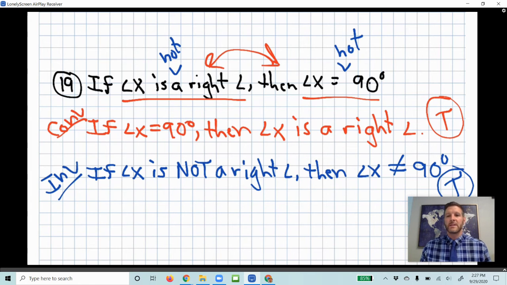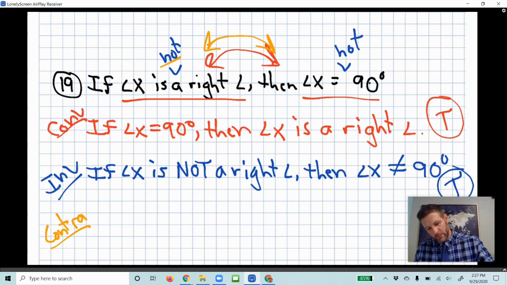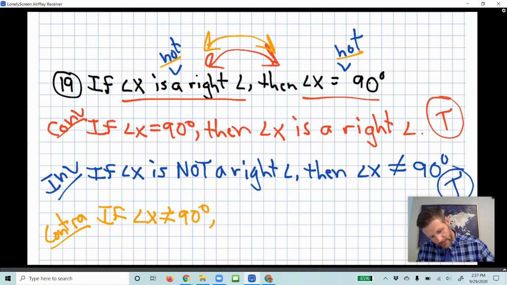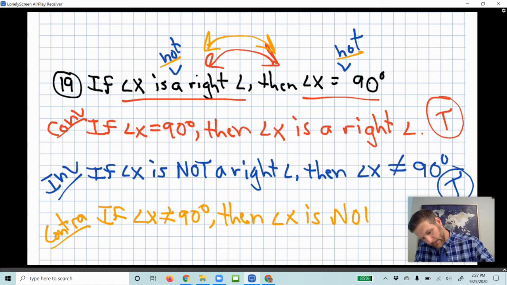Inverses and converses always have the same truth value, I think. Alrighty, and then finally we have our contrapositive. That is where we're going to do both. We're going to swap these and we're going to negate them. So here we go. If angle X doesn't equal 90 degrees, then angle X is not a right angle.